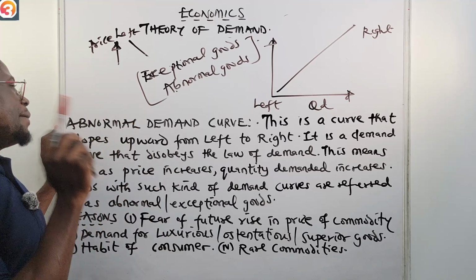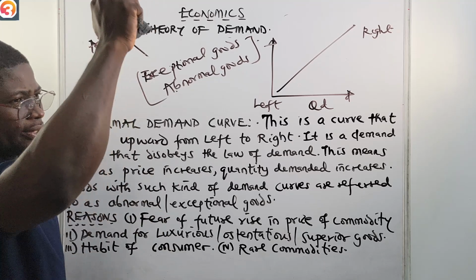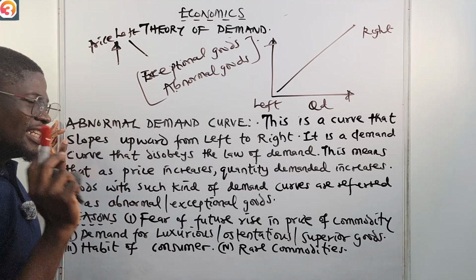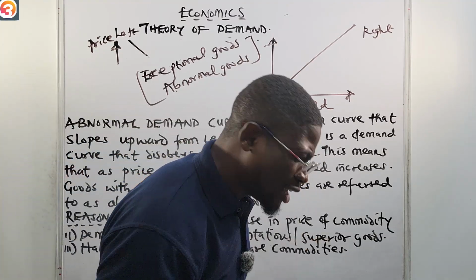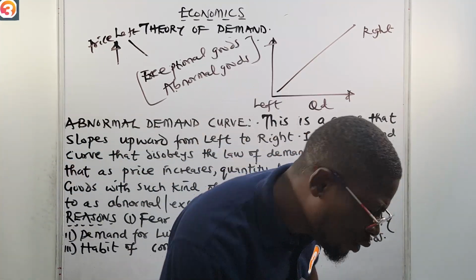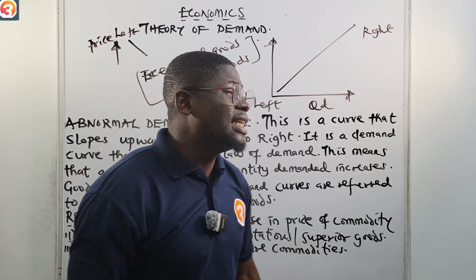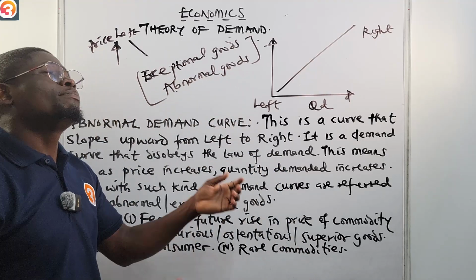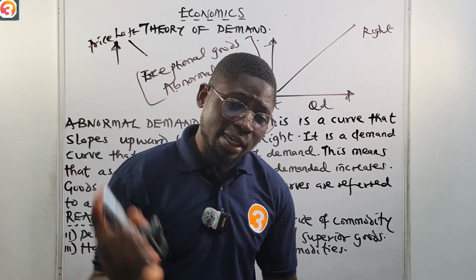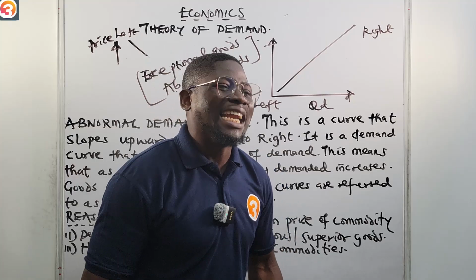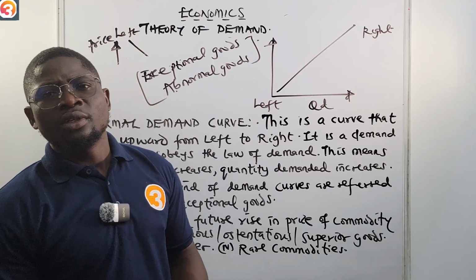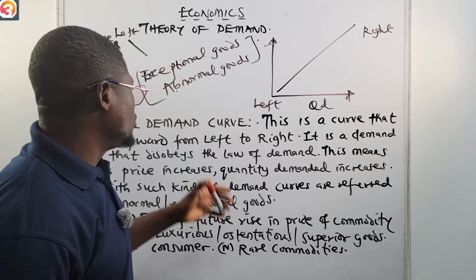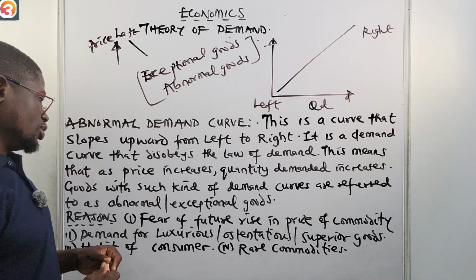Okay, that's the abnormal demand curve. It slopes upwards from left to right, and it's a demand curve that disobeys the law of demand. It's just like some of you will say, for our family, we know it. This is the abnormal demand curve. As price is increasing, quantity demanded will increase. We follow it. And as price is reducing, quantity demanded will reduce also. It's as simple as that. So that is the abnormal demand curve.